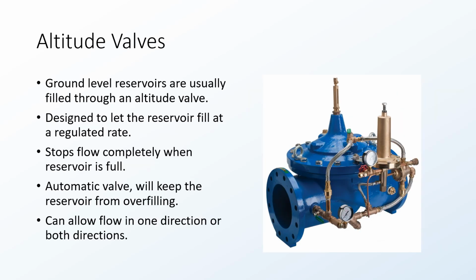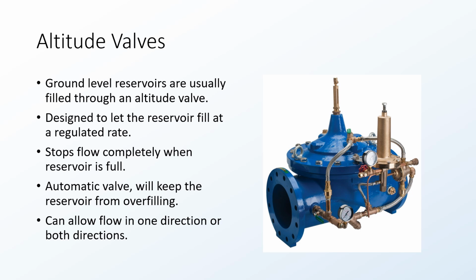Again, altitude valves. Ground level reservoirs usually have them, filled through an altitude valve. That valve, like I said, helps prevent a reservoir from spilling should it get to a certain altitude, and that's what these controls are measuring. These right here are called hydraulic controls. They solely monitor, like you have springs inside of them, and as the pressure moves through and increases or decreases, that will affect the operation of these valves.